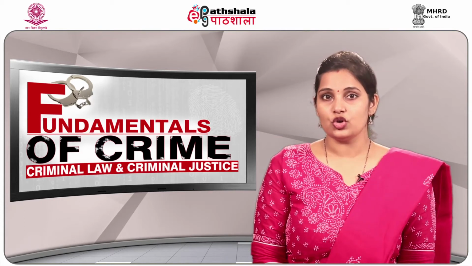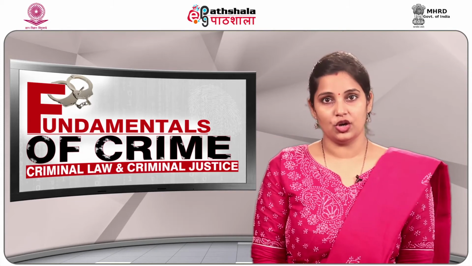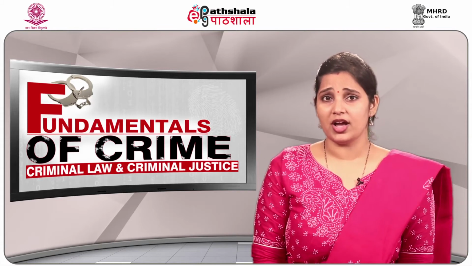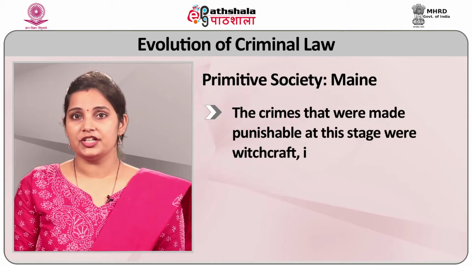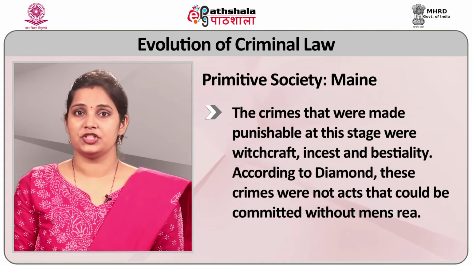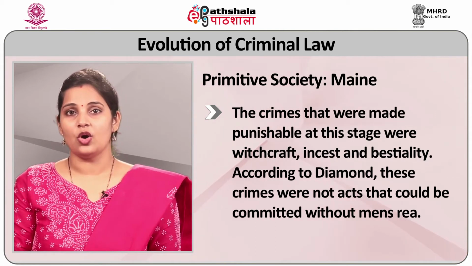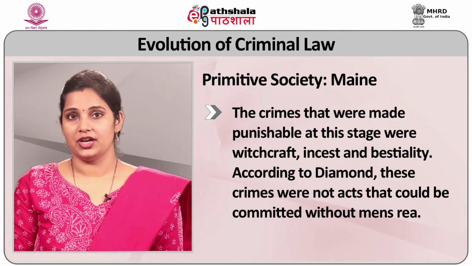However, the range of actions that came within the domain of criminal law was highly limited. There was no systematic trial at this stage. Chiefly, the crimes that were made punishable at this stage were witchcraft, incest and bestiality. According to Diamond, these crimes were not crimes that could be committed without mens rea.